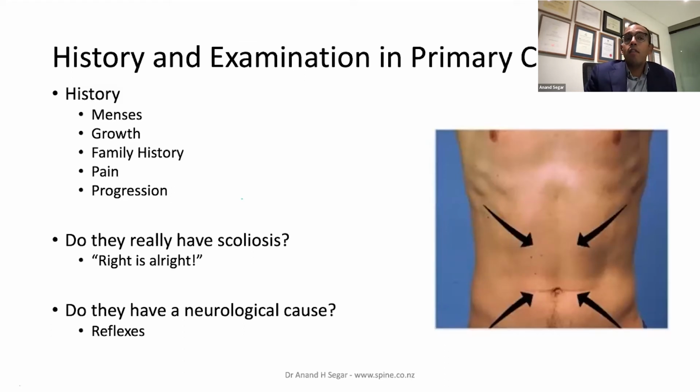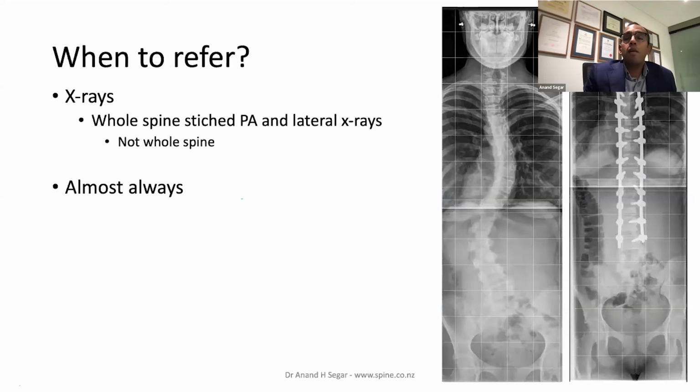So you lie the child flat on the bed with their arms by their side and relax them as much as possible. And you're stroking towards the umbilicus in all 4 quadrants, and the umbilicus should move. If one side moves and the other side doesn't, that's an asymmetrical abdominal reflex, and that should concern you that they may have an underlying thoracic spinal cord issue. So when should you refer? Well, almost always for scoliosis. And the thing that you should ask for is whole spine stitched PA and lateral x-rays.